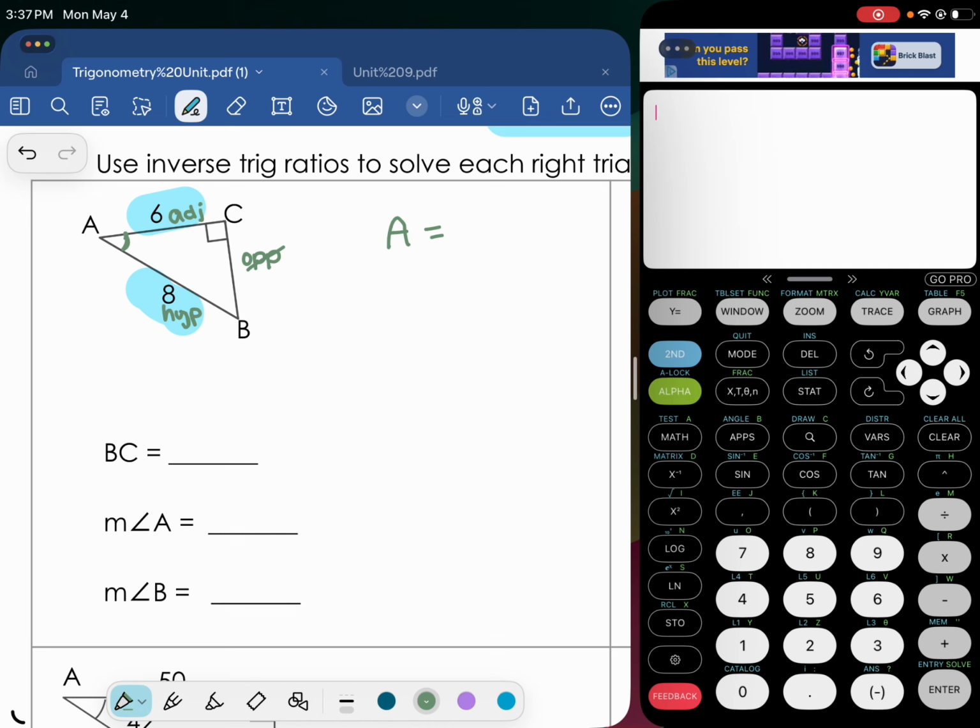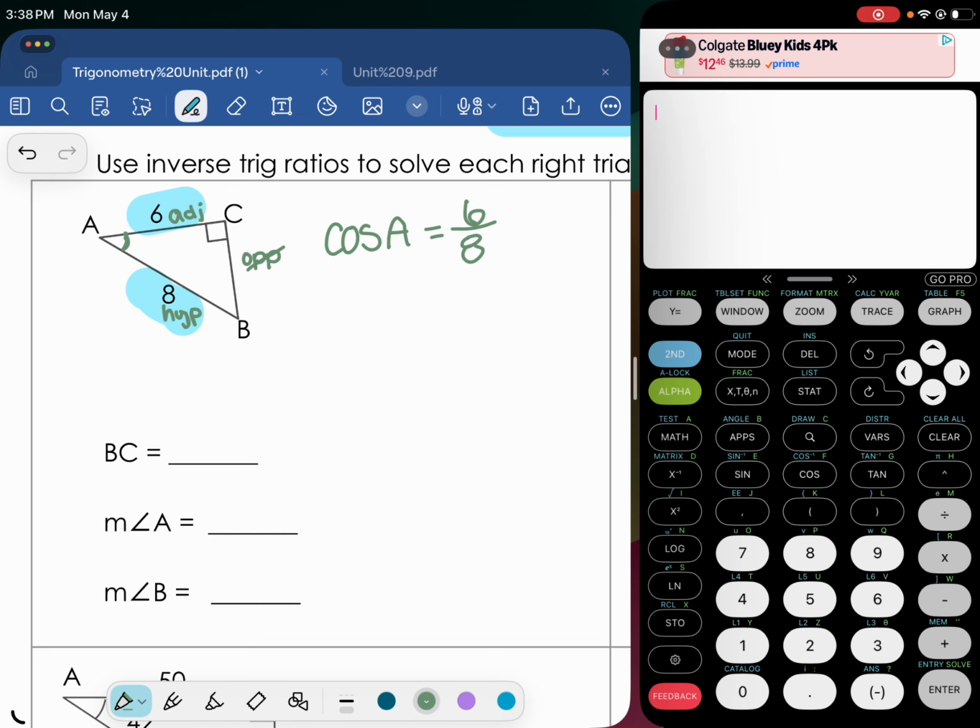I don't really care about the opposite right now, because I need to know angle A, and I'm using the 2 sides that I already know. I don't know the opposite. I could use angle A to find the opposite once I know it, but I can't find the opposite if I don't know angle A, because that's 2 unknowns. So I'm looking at the adjacent and the hypotenuse. Adjacent and hypotenuse is cosine. So basically the cosine of A should be 6 over 8, because remember, cosine is adjacent over hypotenuse.